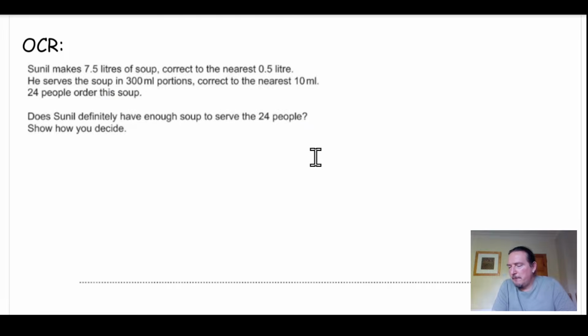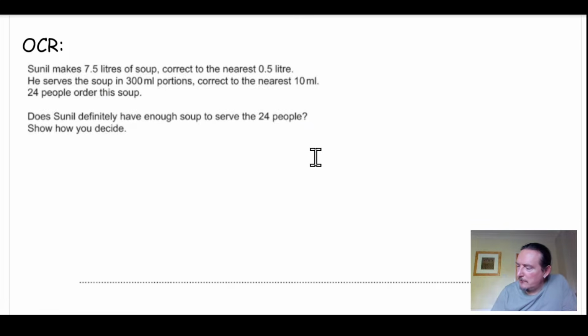Right, so then OCR paper question. Sunil makes 7.5 litres of soup, correct to the nearest 0.5 litres. He serves the soup in 300 millilitre portions, correct to the nearest 10 millilitres. 24 people order this soup. Does Sunil definitely have enough soup to serve the 24 people? Show how you decide. Okay.